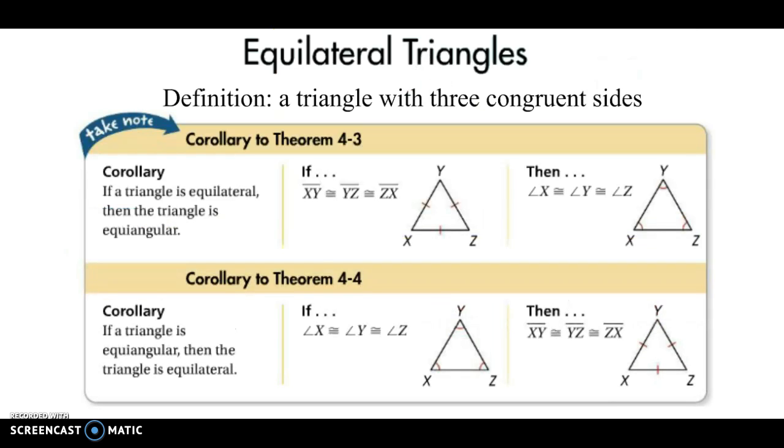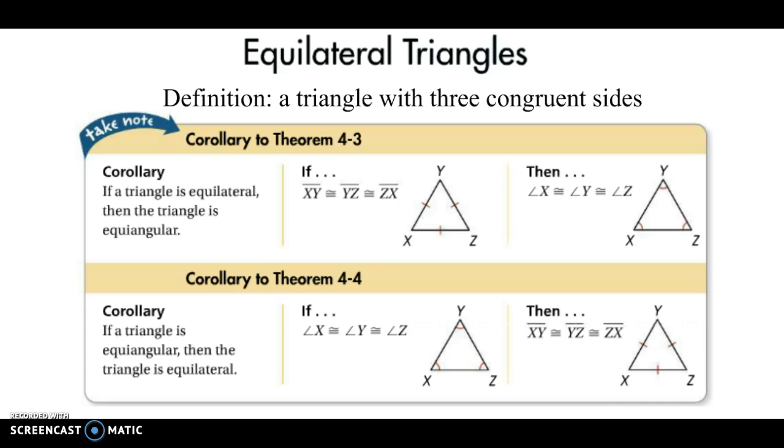Okay, so let's talk about equilateral triangles. An equilateral triangle, by definition, is a triangle with 3 congruent sides, meaning all of the sides are congruent. So what we have to talk about for equilateral triangles are just 2 corollaries. A corollary is basically an add-on to a theorem. So it's saying, oh, by the way, this also happens.